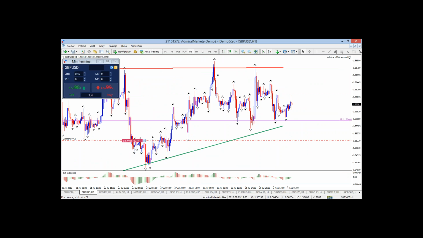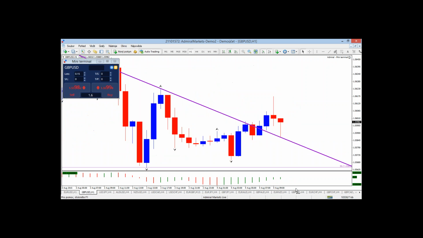All right, so a lot of choppiness here on the hourly. Not sure if the breakout is that good. We had a break above this trend line already, and prices may be hooking back.